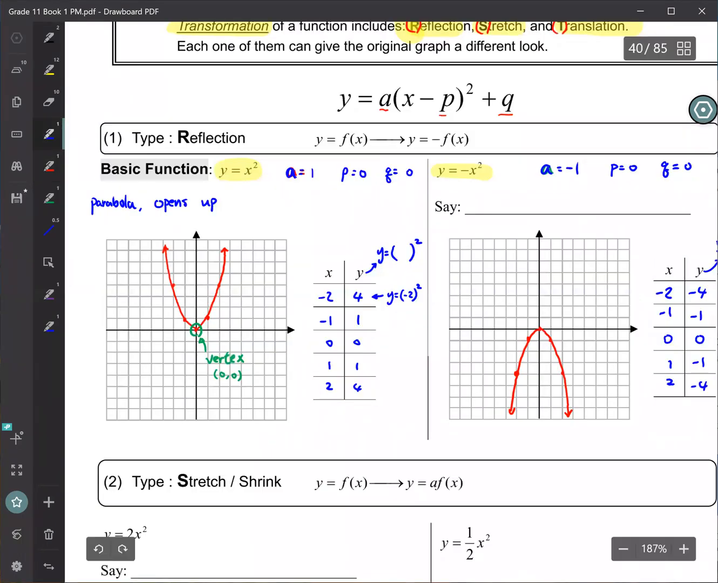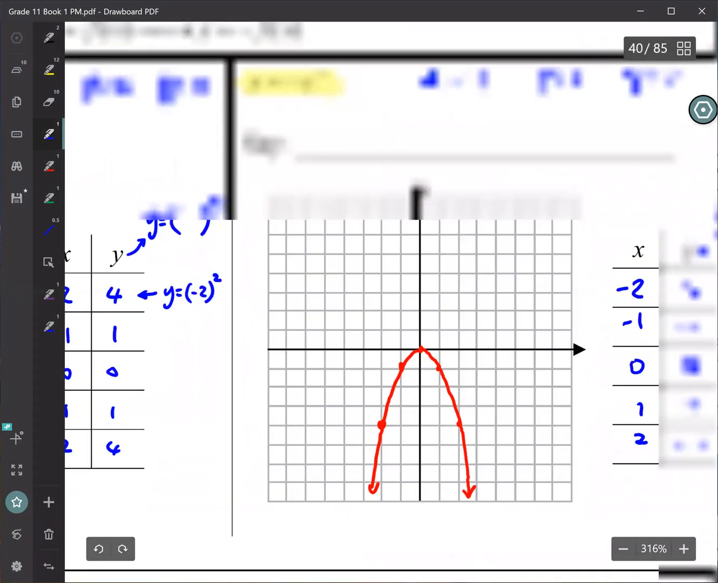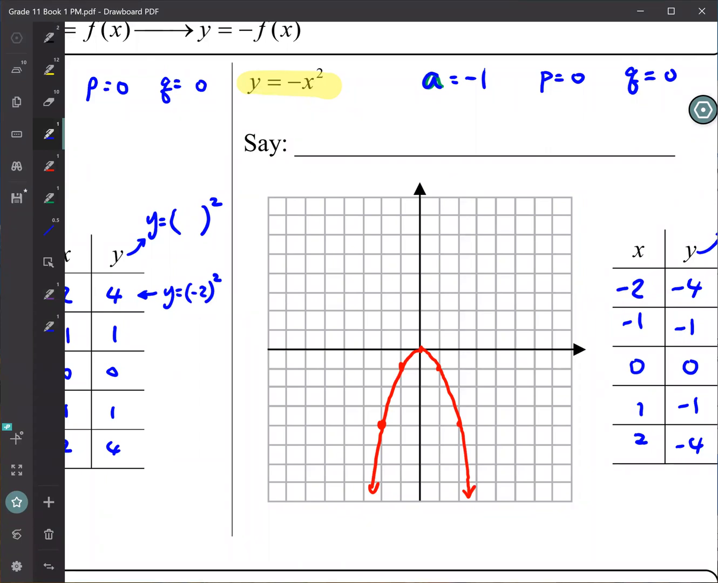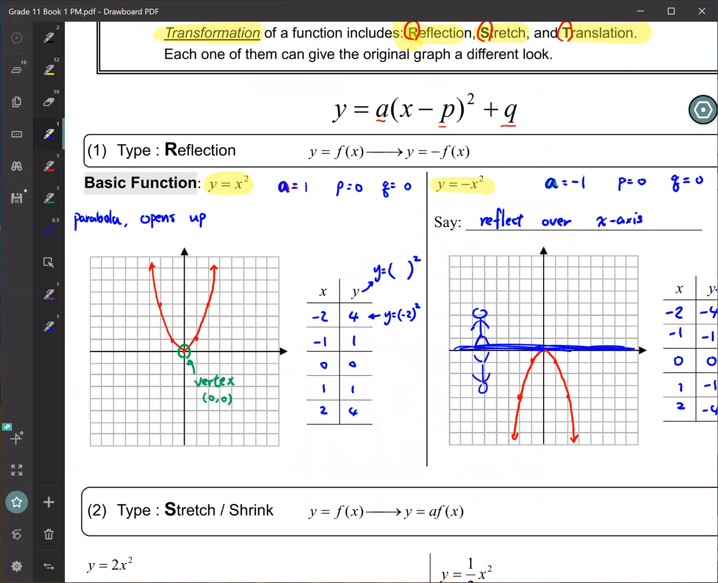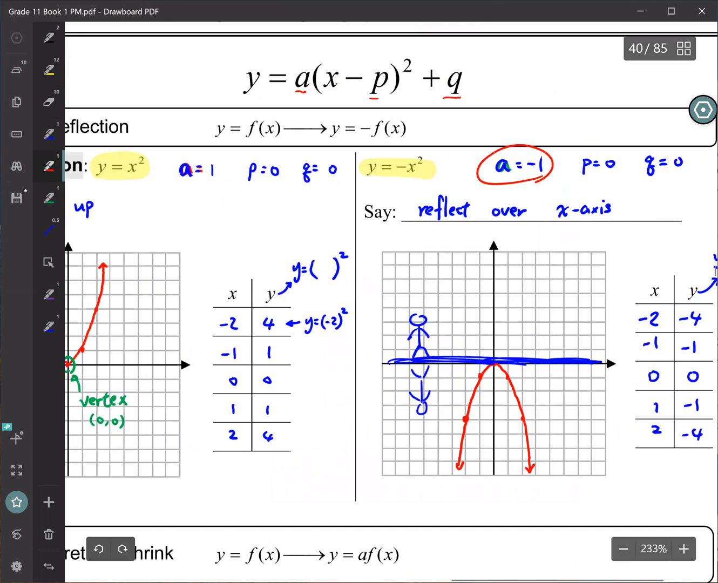Okay, so we can write this down now. Because this one has A negative, you can say reflect, because this one is a reflection over the x-axis. The x-axis is this one, the blue line. So you can imagine yourself standing on the shore of a lake, on the side of the lake. And then you look at the reflection. You're standing here, and your reflection in the lake will look like this. So this is like a reflection of the basic one. And because A is negative, it will open down. The graph opens down.